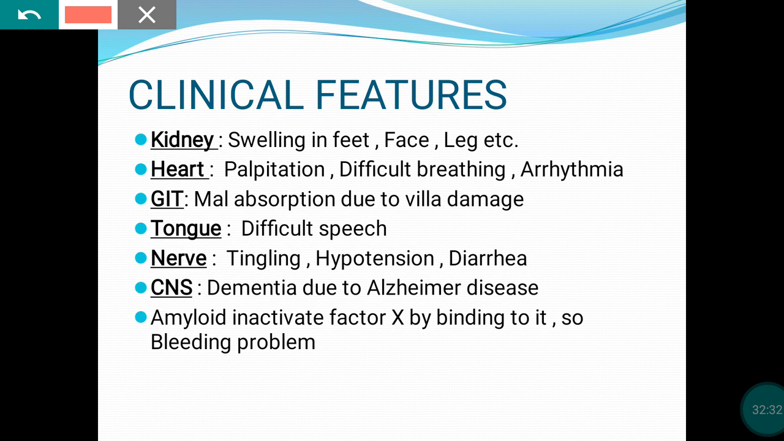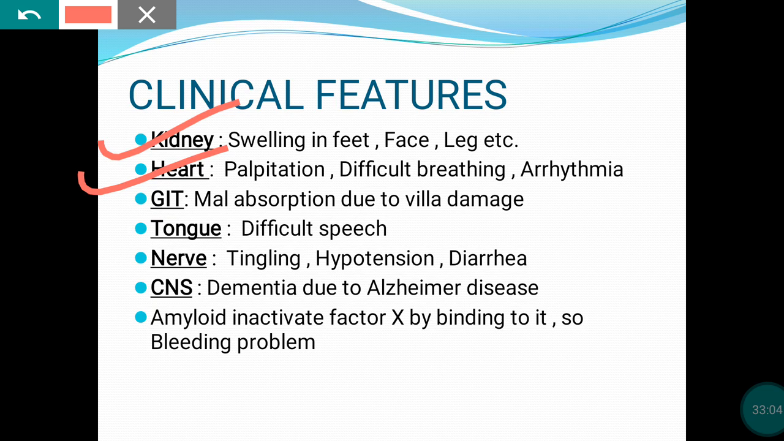You can remember the clinical feature according to the organ involvement. First of all, kidney. You remember that because of nephrotic syndrome, there will be loss of protein, so oncotic pressure will decrease, and so there will be edema. So there will be swelling in the feet, face and leg. So because of kidney involvement, there will be swelling. Because of heart involvement, there can be palpitation and arrhythmia, the increased heart rate, right? So that can be the presentation.